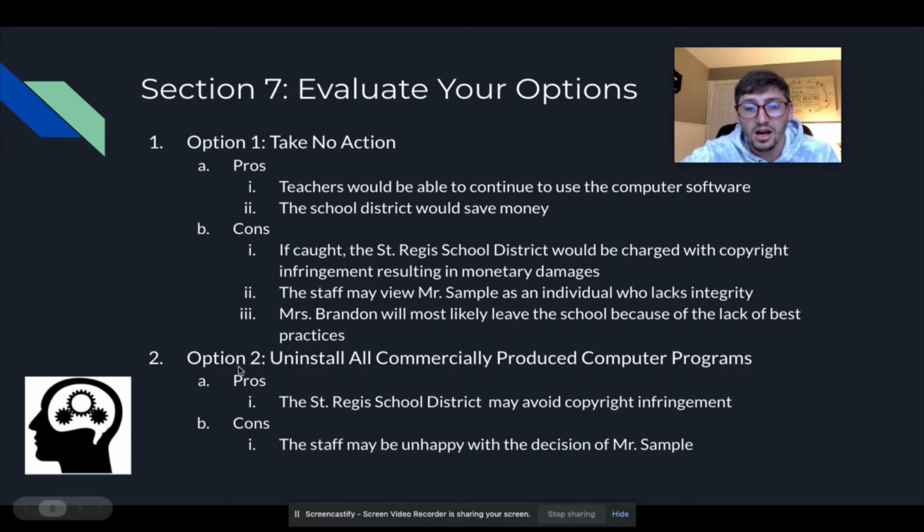Option two would be to uninstall all the computer programs from the classroom teachers. And the pros of this would be that the school district most likely would avoid copyright infringement. However, the staff may be unhappy with the decision of Mr. Sample.